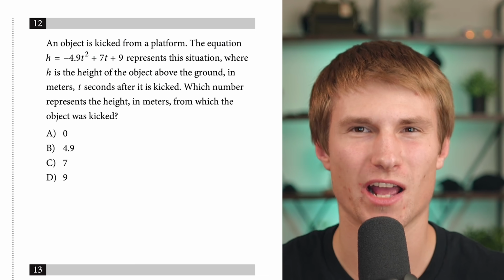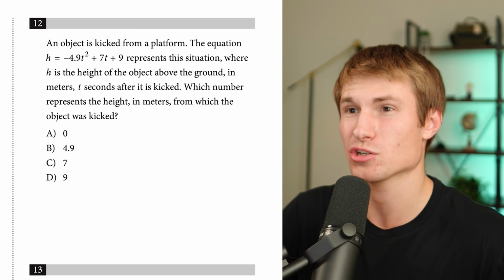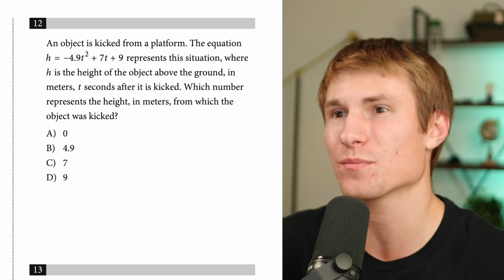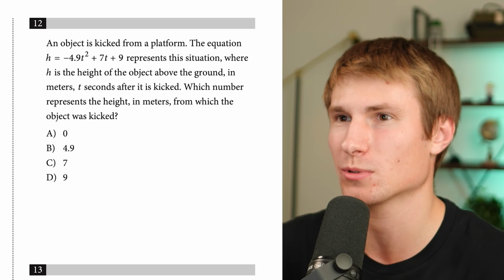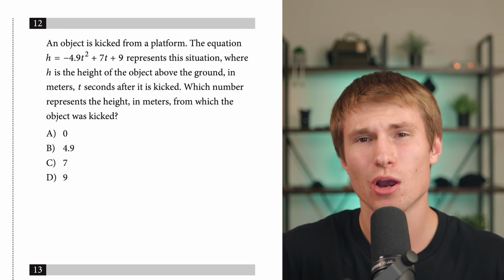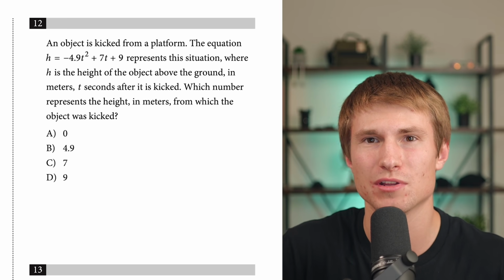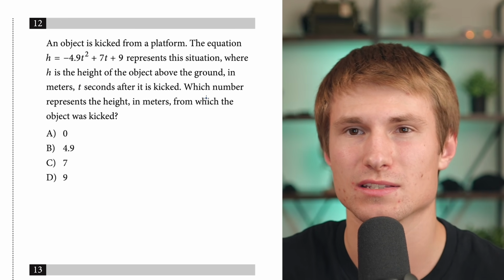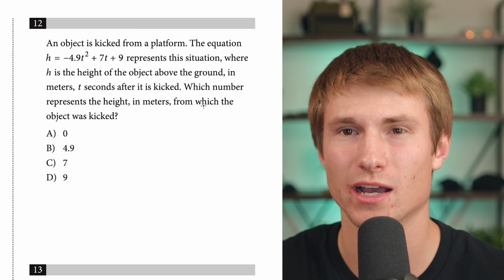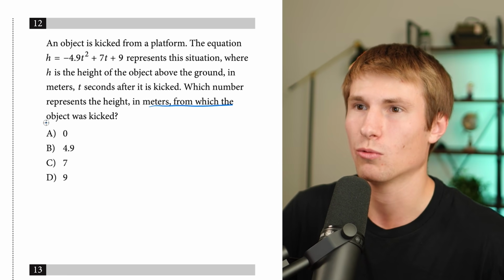Here's how to interpret a common situation on the SAT math section. Question 12 states an object is kicked from a platform. The equation h equals negative 4.9t squared plus 7t plus 9 represents the situation where h is the height of the object above the ground in meters t seconds after it is kicked. Which number represents the height in meters from which the object was kicked?